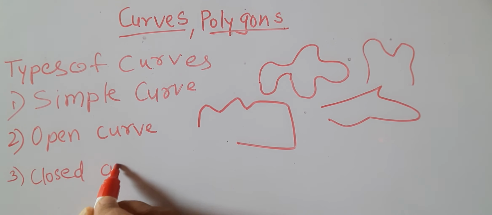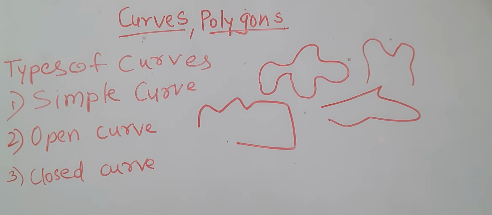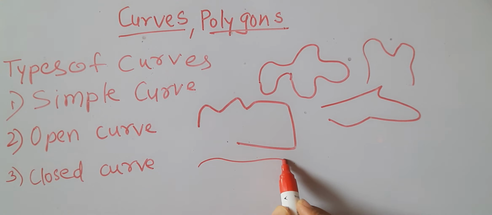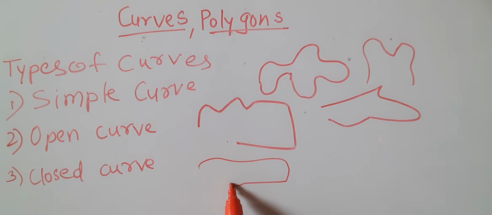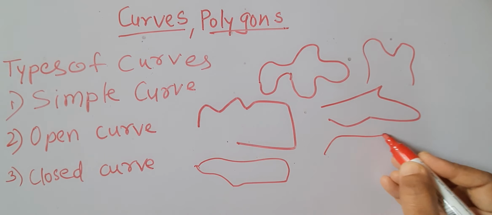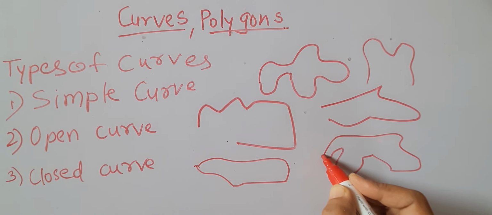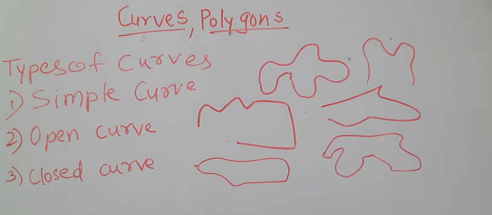Now what is a closed curve? Opposite to an open curve, the curve which starts and ends at the same point is known as a closed curve. So suppose I am starting it from here and I am closing it here, then it's a closed curve. The curve that starts and ends at the same point is known as a closed curve.